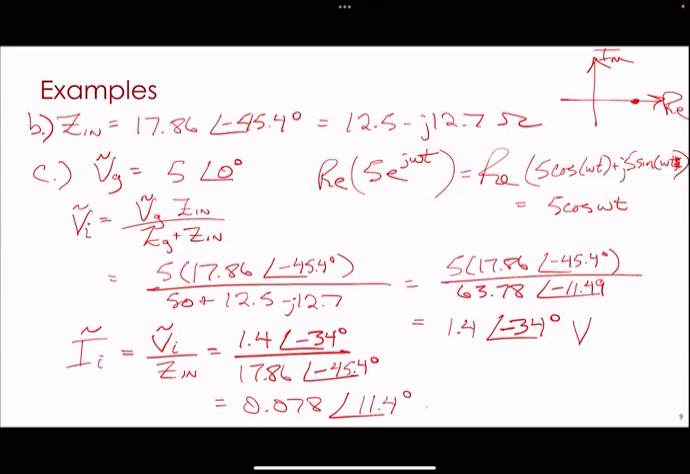It's a current, so it has units of amps, or we could say it's about 78 angle 11.4 degrees milliamps. You could then convert this back to the time domain. It didn't ask us to do that here, but you could. What would it be if it said, calculate the current I_I in the time domain?